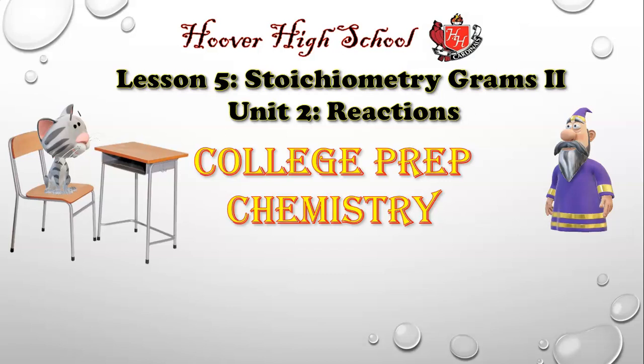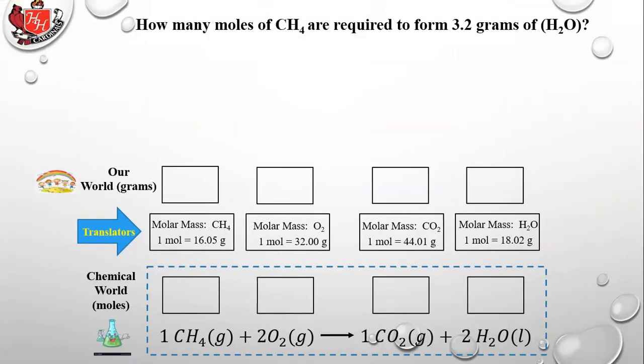Chemistry, we're moving on to lesson 5 in the reactions unit, and this deals with two-step stoichiometry problems. So we're going to go just straight into a problem. This is just one problem for this lesson. How many moles of CH4 are required to form 3.2 grams of water, H2O?